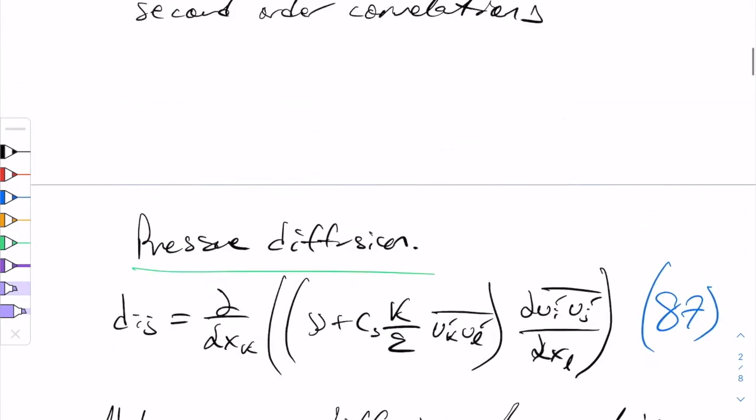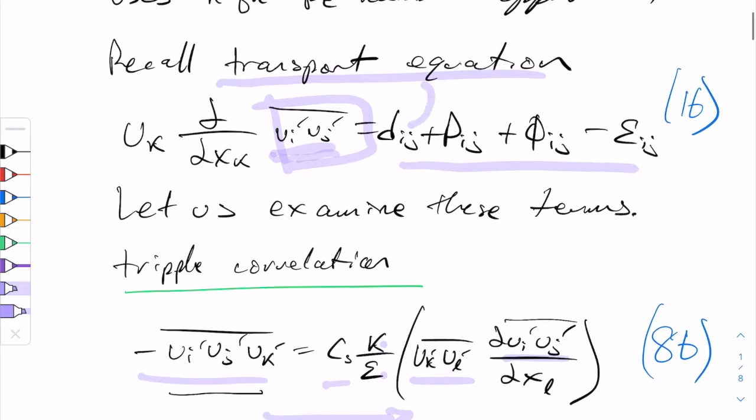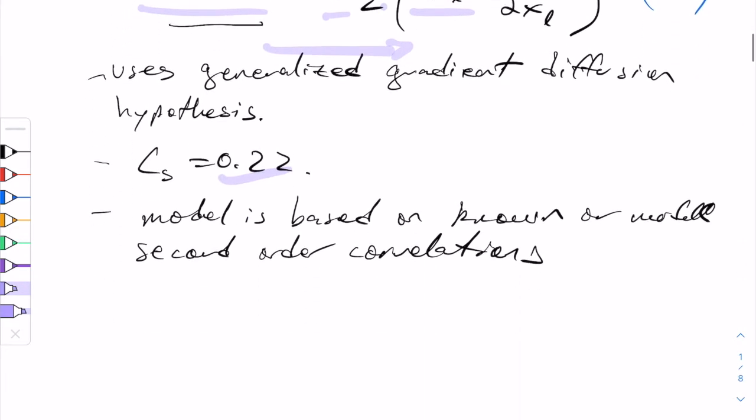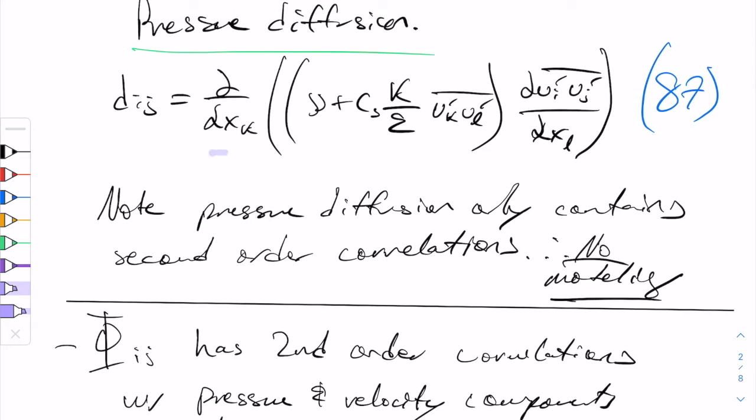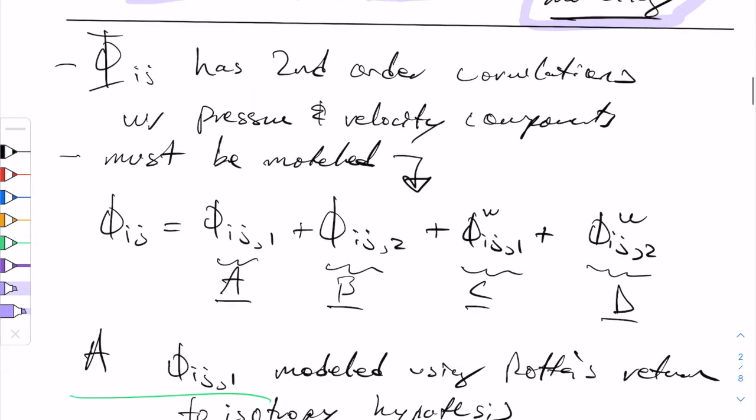Let's look at the pressure diffusion term, which is the first term on the right-hand side of 16, Dij, and then we'll look at the other terms afterwards. So pressure diffusion, we might model it and write it out as partial xk of the quantity viscosity plus Cs coefficient, k over epsilon, uk prime ul prime bar, partial ui prime uj prime bar, partial xl. So this model is for pressure diffusion, and you'll note it only contains second order correlations. And so really there's no particular modeling even happening in 87 on the first term on the right-hand side of equation 16.